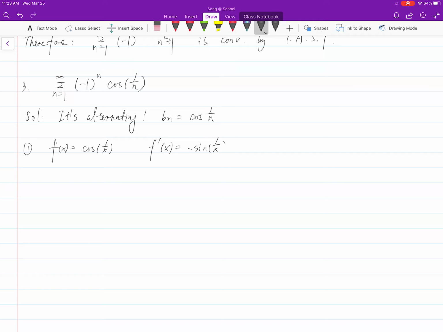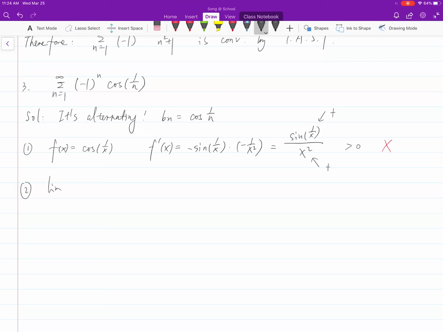Cosine gives you a negative sign by the chain rule times the derivative of 1 over x. All of this gives you sine 1 over x divided by x squared. The bottom is positive. The top is, remember, 1 over x is very close to 0, or at least it's small, when x is just a little bit bigger. Then sine of something small but positive will give you something positive. So together, bigger than 0. So is it decreasing? No.